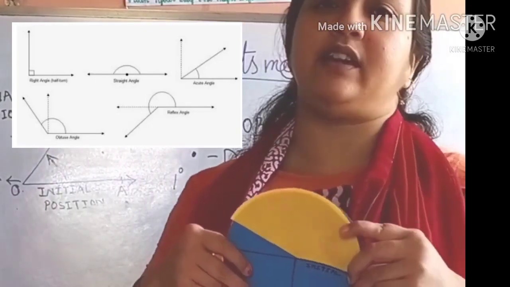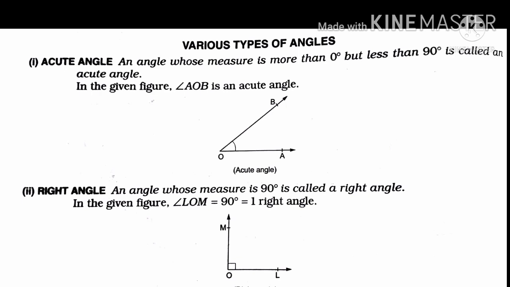Okay. Now please write down the definitions. Various types of angle. Acute angle: an angle whose measure is more than 0 degree but less than 90 degree is called an acute angle. Right angle: an angle whose measure is 90 degree is called a right angle. It's in the shape of L.